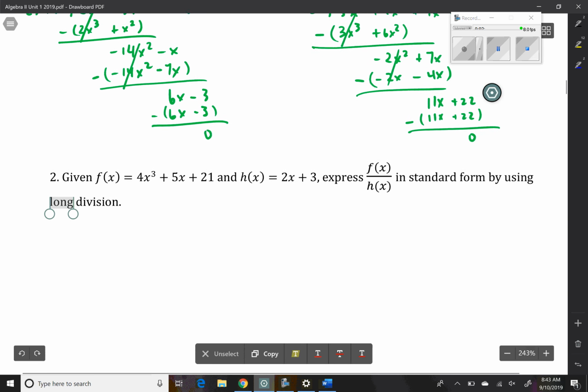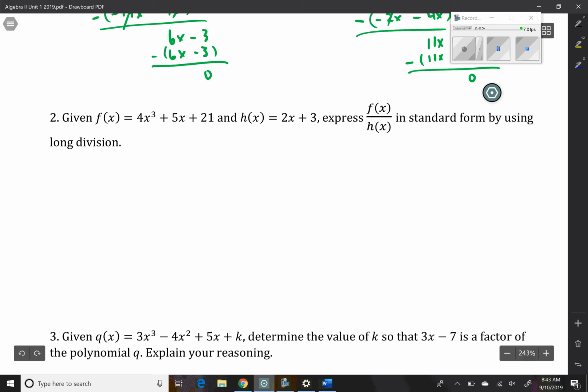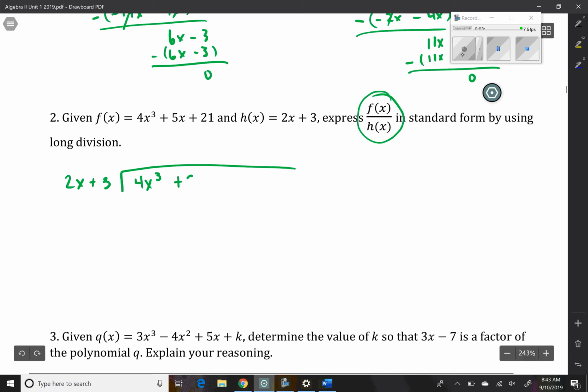So let's apply that process to the same exact problem, just written a little bit differently. So this question is asking us to take two different functions, f of x and h of x, and divide them without actually saying to divide them, right? That's what this tells us. So if I was to divide these, I'm going to put the 2x plus 3 outside the division symbol, and the 4x cubed plus 5x plus 21 inside. Now notice, there is a missing term here, right, where x squared normally would be, so we have to keep in mind that our like terms might not exactly match up.